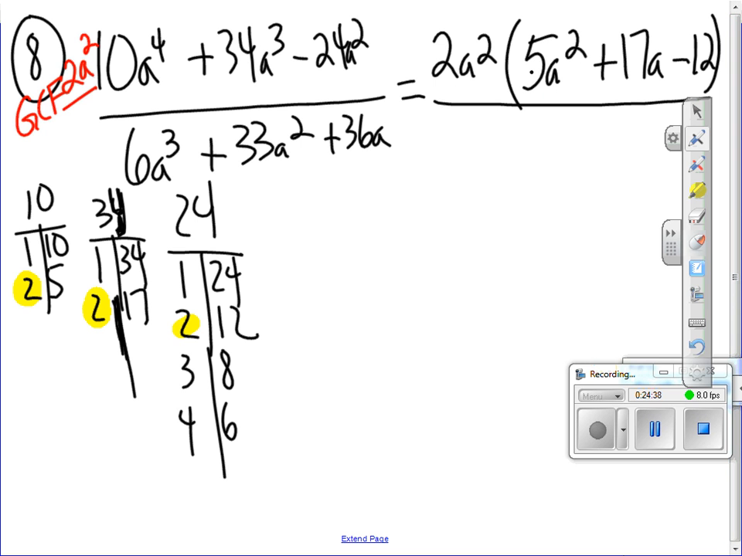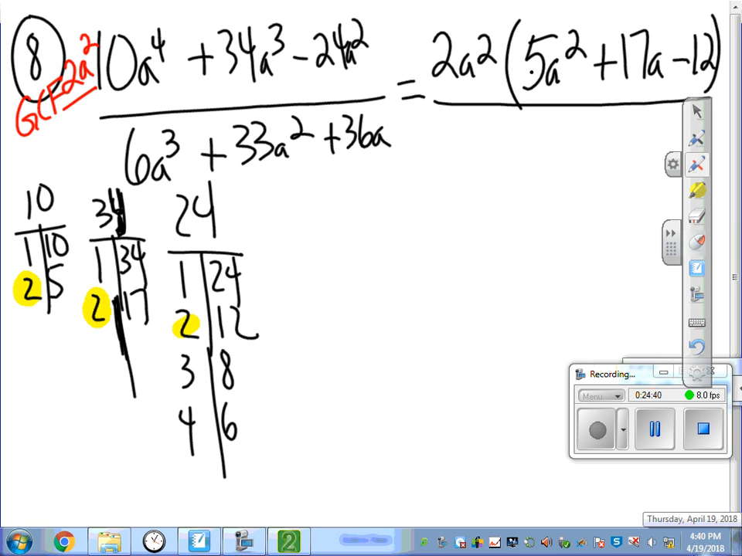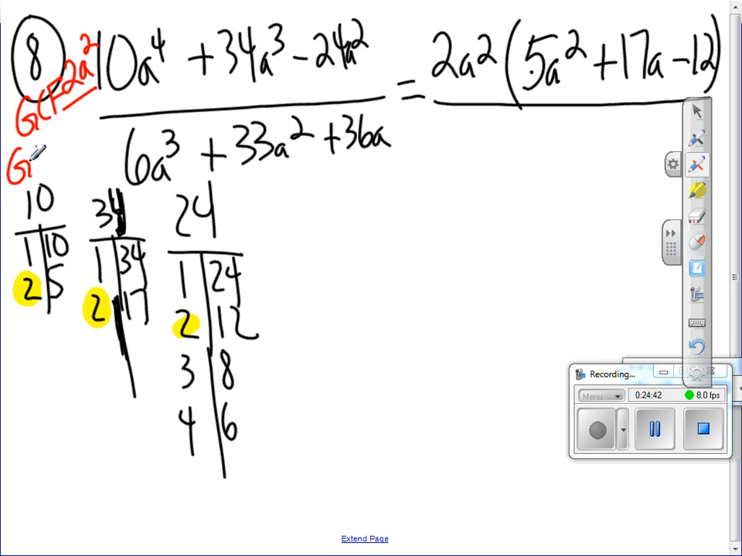All right, now let's do the GCF of the downstairs. What's the biggest number that goes into 6, 33, and 36? If you're thinking 3, you're right on target. Good job. How many a's can we take out? Always go with the smallest exponent on the letter. You can only take out a single factor of a. So our full GCF is 3a for the downstairs.